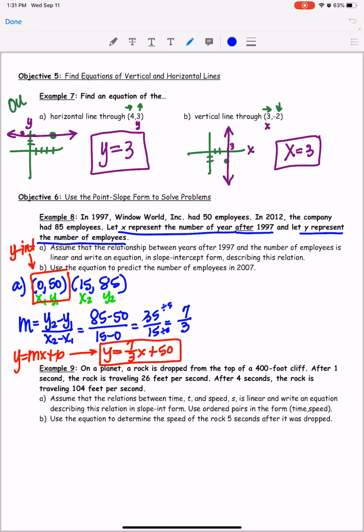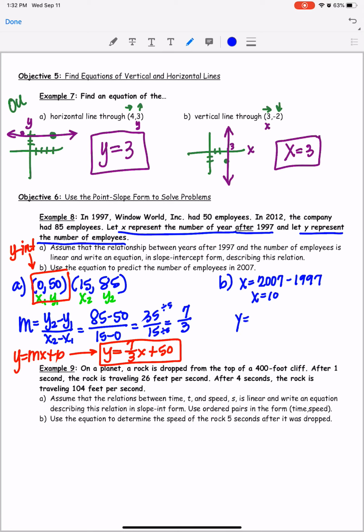Now part B says use the equation to predict the number of employees in 2007. What is x going to equal if we're in 2007? Well, x represents the number of years after 1997. So subtract. What is 2007 minus 1997? We've got x to be 10. So use your equation to plug in a 10 for x and solve.